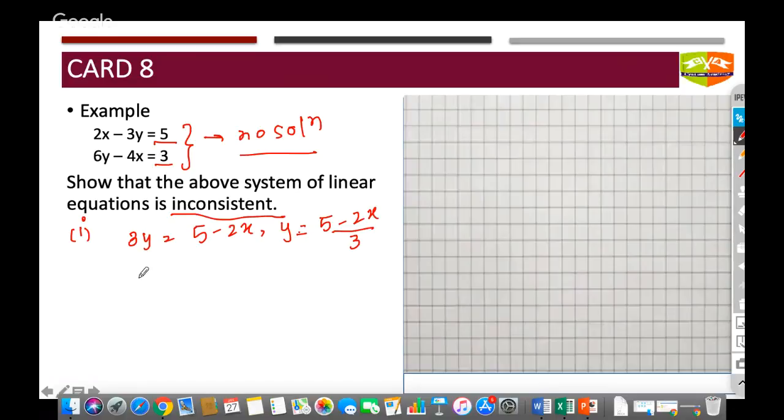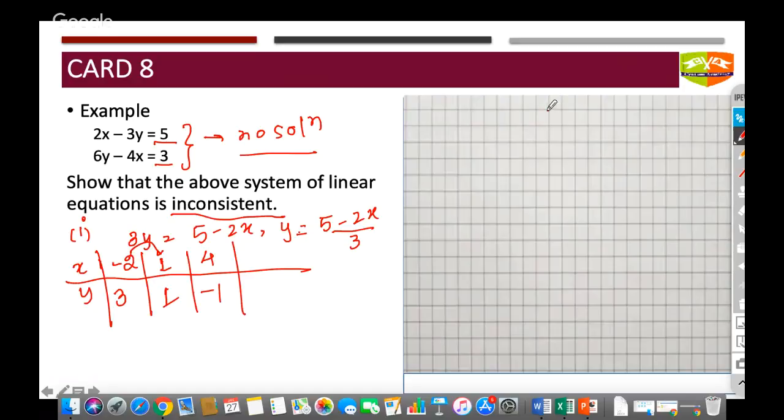Now I take x and corresponding values of y. I take x is equal to minus 2. Minus 2 into minus 2 is 4, 4 plus 5 is 9, divided by 3 is 3. So at x is equal to minus 2, I get y is equal to 3. Look at the denominator, increase x by 3, this becomes 1. So at x is equal to 1, this will give me 1. At x is equal to 4, this will give me 5 minus 8, so this will give me minus 1.